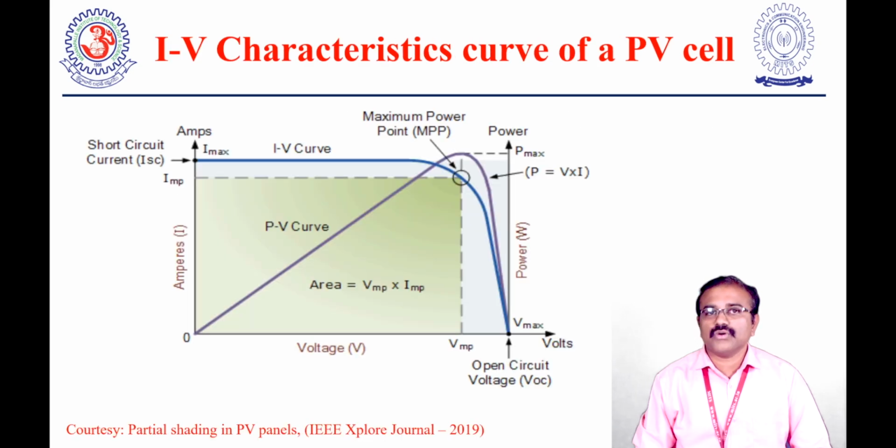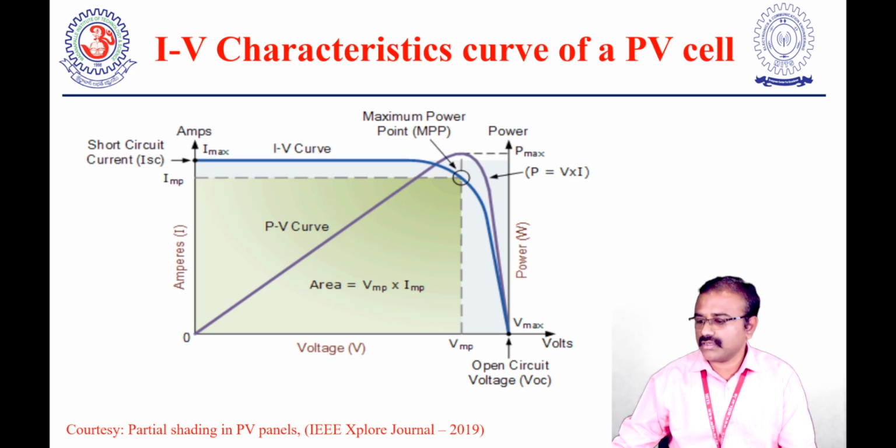Next. This is the IV characteristic curve of a PV cell. In this diagram you can see the parameters, that is the open circuit voltage and the short circuit current. From the graph, the PV graph and the IV graph are combined in a single graph. In that we attain the maximum power point, that is the MPP, where P is equal to voltage times current. This is the normal representation of a solar PV cell, the IV curve we experience under uniform irradiance conditions.